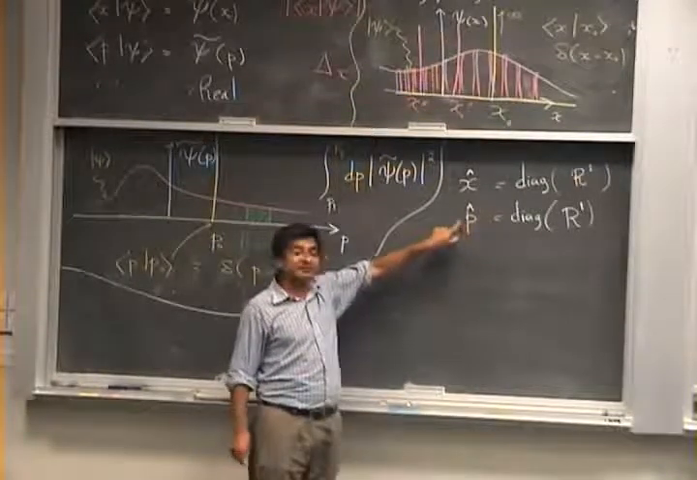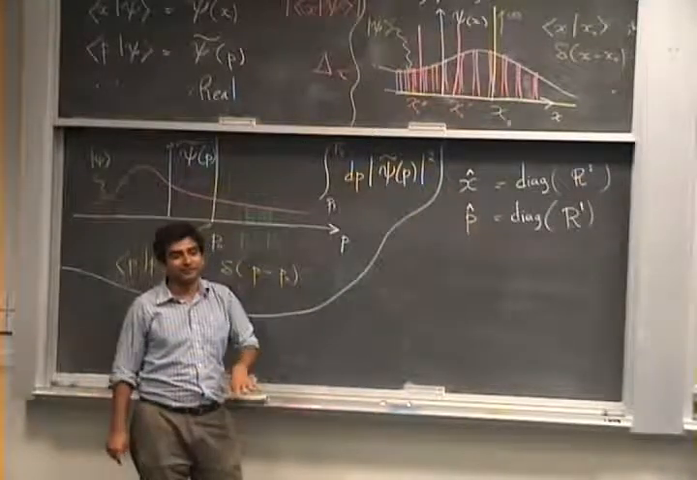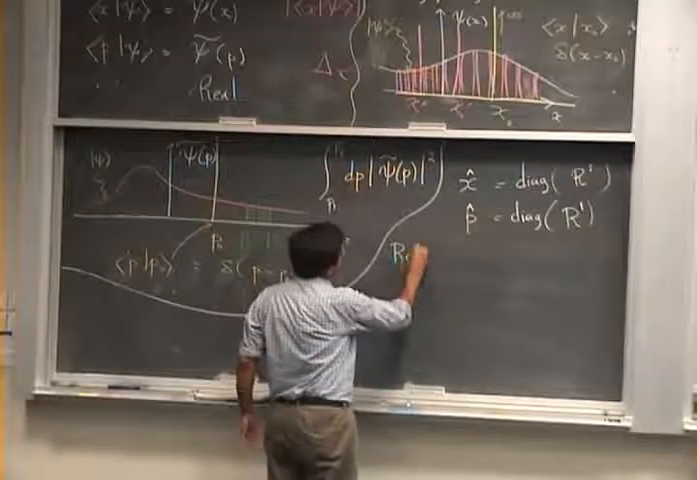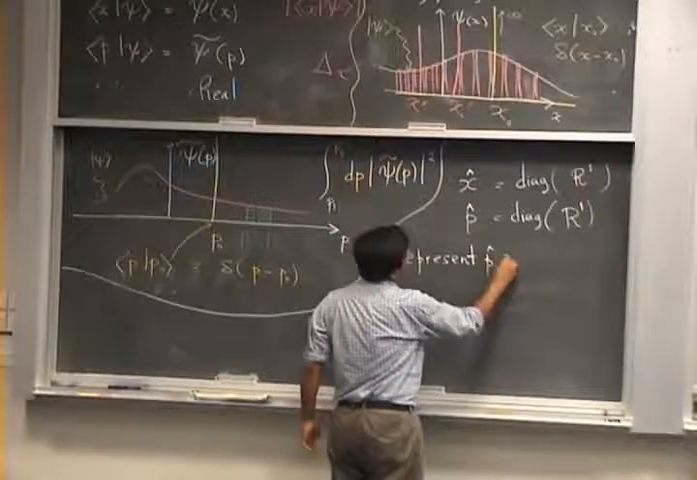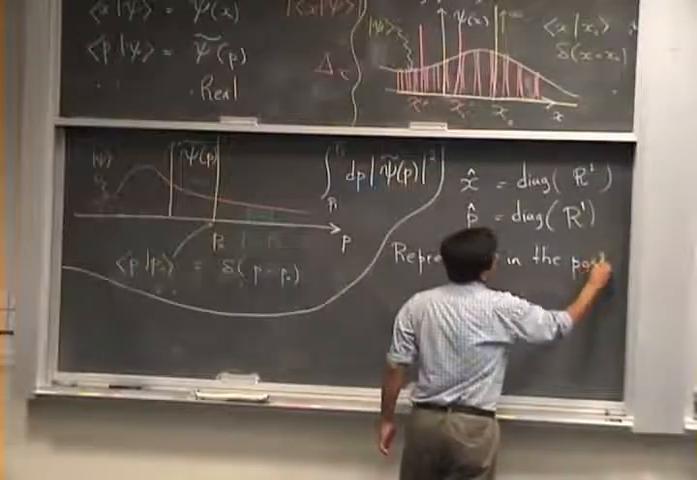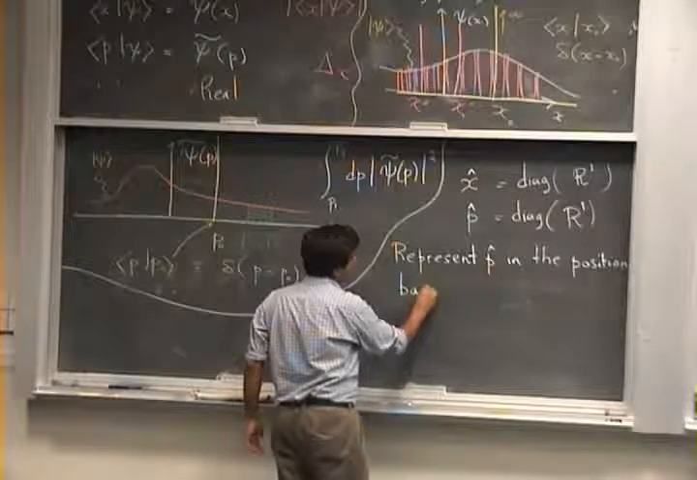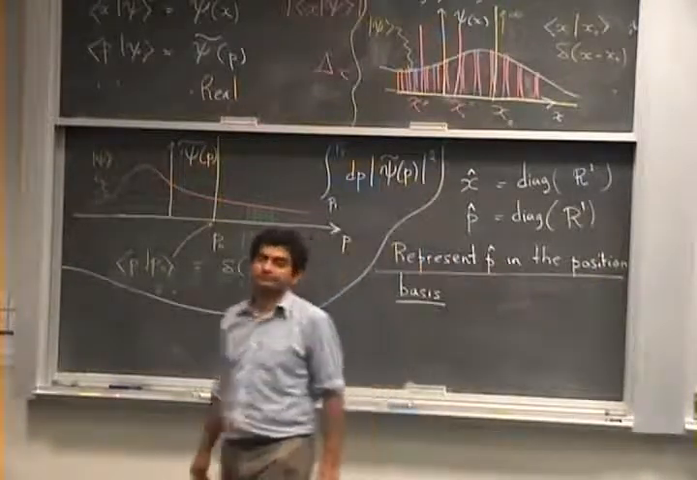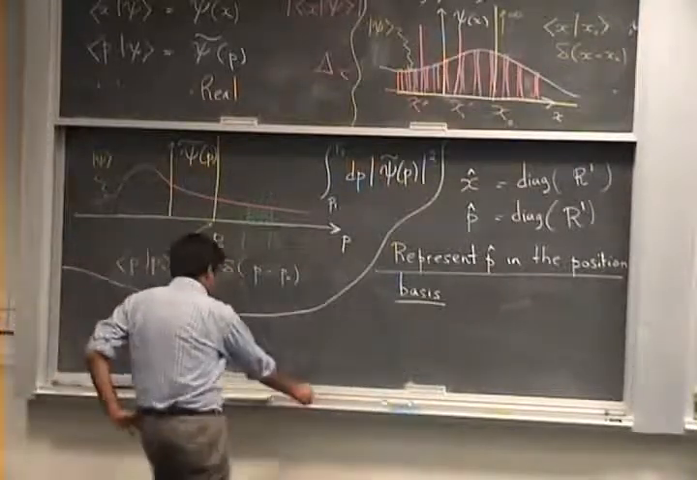I can also represent this operator in the position basis. Now how do I do that? Do you understand the question? What do we want to do? We want to represent the operator P in the position basis. That's what we would like to do. Okay? This is our starting point.